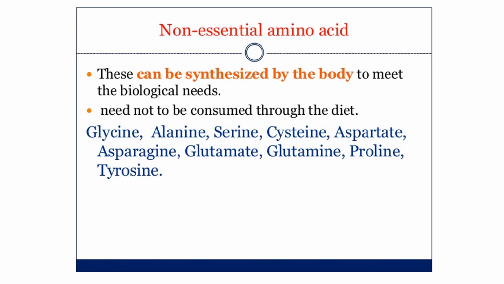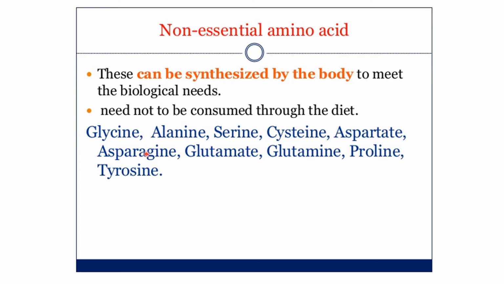Now next, what is a non-essential amino acid? A non-essential amino acid is one that can be synthesized by the body and need not be consumed through the diet. It is non-essential because it can be synthesized by the body. It is there in the body. Even though you don't take this amino acid externally, it is well and good because it can be synthesized by the body.